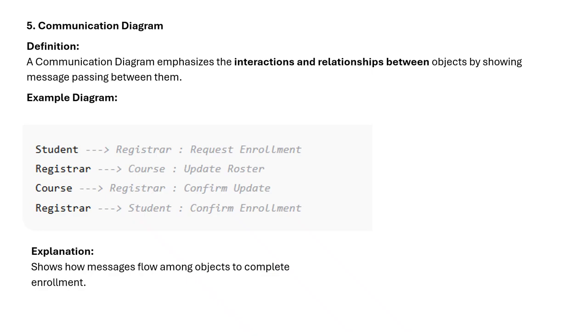Now the second one: the course is going to send a message to the registrar, which says confirmation update, and then again the registrar is going to send a message, which is confirm enrollment. This is the message sent to the student. So this is mainly the interactions between the objects of the system here.